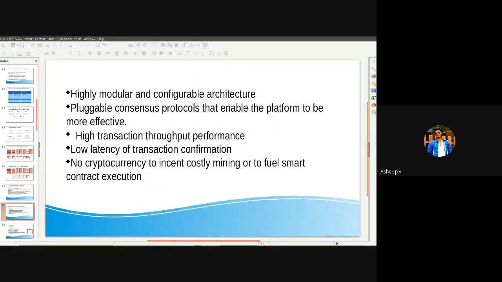So this is a highly modular and configurable architecture, where it is very easy to adapt to a particular enterprise application. And it creates pluggable consensus protocols that allow the platform to be very effective. High transaction throughput is there in this, low latency as well, and no cryptocurrency to incur costly mining or to fuel smart contract execution. So mining is totally different from what we do in a private blockchain. That comes mostly into the cryptocurrency part when you go into mining. But for now, we'll focus on the enterprise side and how we use this Hyperledger Fabric and Composer as well.